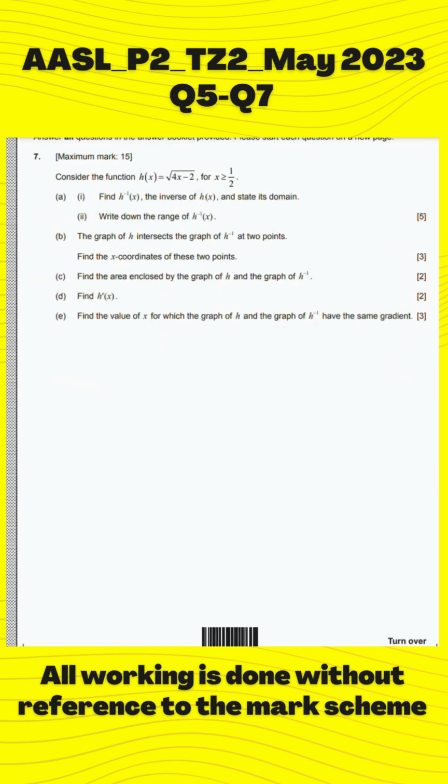Question 7. Find the inverse function of h. So we switch x and y. We will have x equal to the square root of 4y minus 2. I square both sides to get rid of the square root, so I have x squared equal to 4y minus 2. So from that, y will equal x squared plus 2, divided by 4.